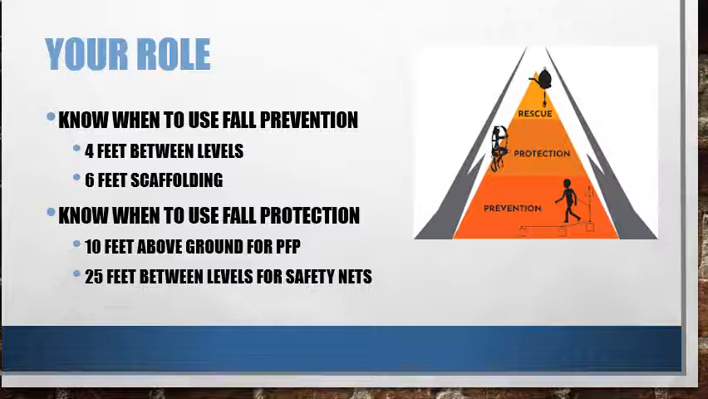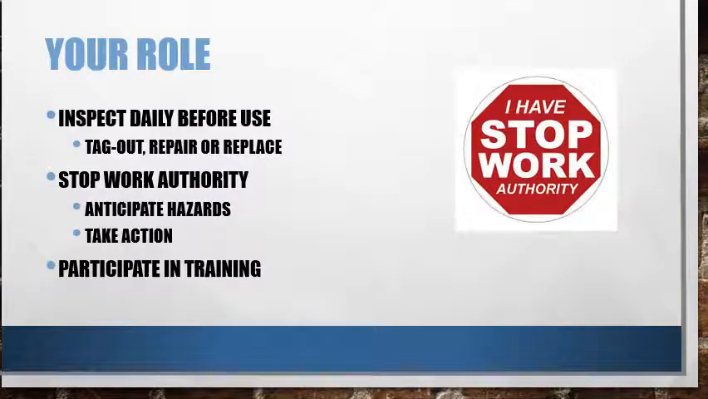1. Know when to use fall prevention and know when to use fall protection. Fall prevention starts at 4 feet between levels, or at 6 feet for scaffolding. Personal fall protection when you are 10 feet above the ground, or when you're 25 feet above the next level for a safety net. Always inspect your fall protection and fall prevention equipment daily before you use it. If it is damaged or worn, tag it out, repair it, or replace it.